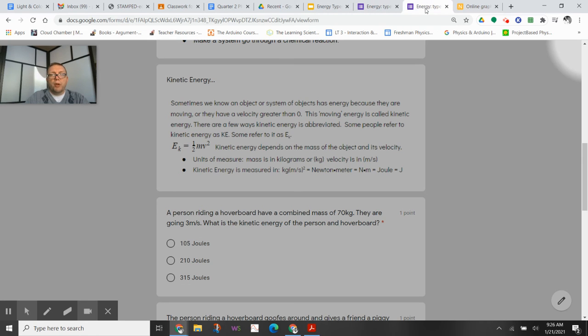Let's see, I need to double check what numbers we had. So we say we have a person riding a hoverboard. The combined mass of the person and the hoverboard is 70 kilograms. They're going 3 meters per second. What's the kinetic energy? 70 kilograms, 3 meters per second, and that's our equation. So 1/2 times the mass times 3.